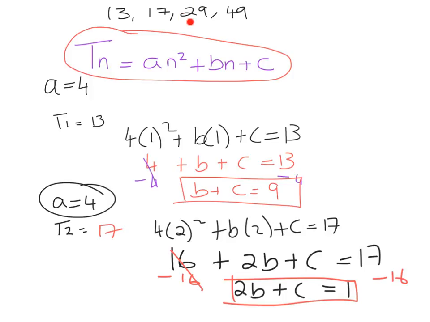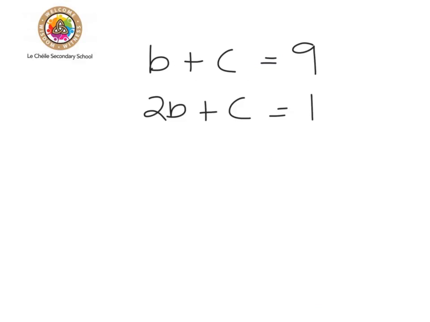I could also have used T3 is equal to 29 and T4 is equal to 49. But for me, the start one, T1 equals 13. So then you input 1 and let it equal 13. And the second one, T2 equals 17. Input 2 and let it equal 17. That will give me my two simultaneous equations. Okay, so here I have my two simultaneous equations.